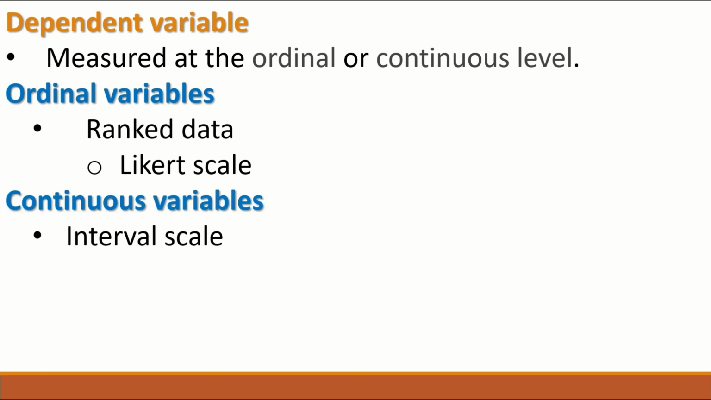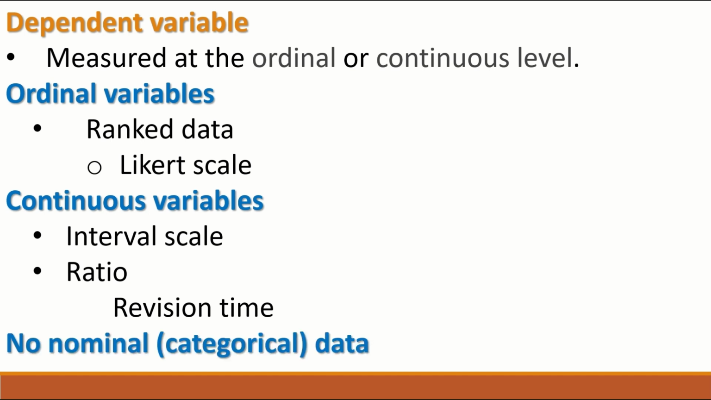The continuous variable can be interval scale or ratio, such as revision time. For this test, the data has to be non-nominal. You cannot use categorical data for this test. Categorical data is data that have categories in it, whether it is 2 categories, 3 categories, or 4 categories, as this test is not suitable for binary data or dichotomous data or nominal data.